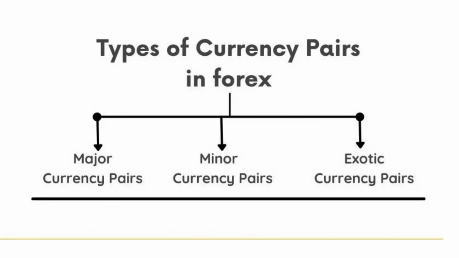So right now I want us to look at the different types of currency pairs. First, we have major currency pairs, then we have minor currency pairs, and lastly we have exotic currency pairs. Now let's start with major currency pairs. Major currency pairs are the pairs that are widely traded all over the world, and they are highly liquid pairs.